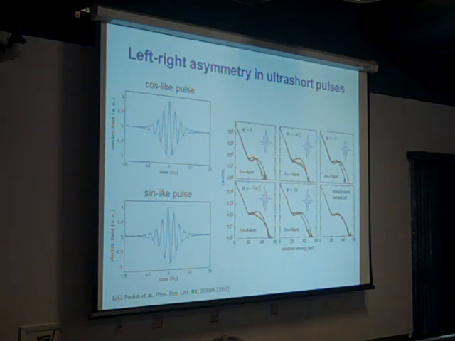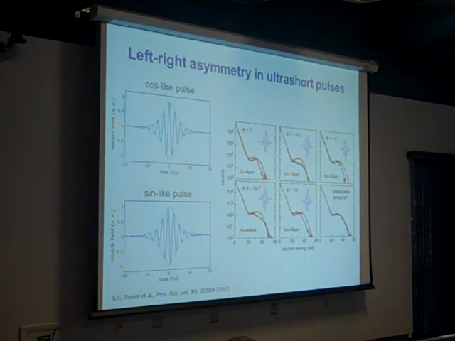And that's why this results in something like this: if I'm looking at photoelectrons going to the right or to the left of the atom, with a long pulse there should be no difference in how many electrons I see on the right or on the left. But with a very short pulse, I see a strong difference between electrons emitted to the left or to the right. And you see this here for different carrier envelope phases.